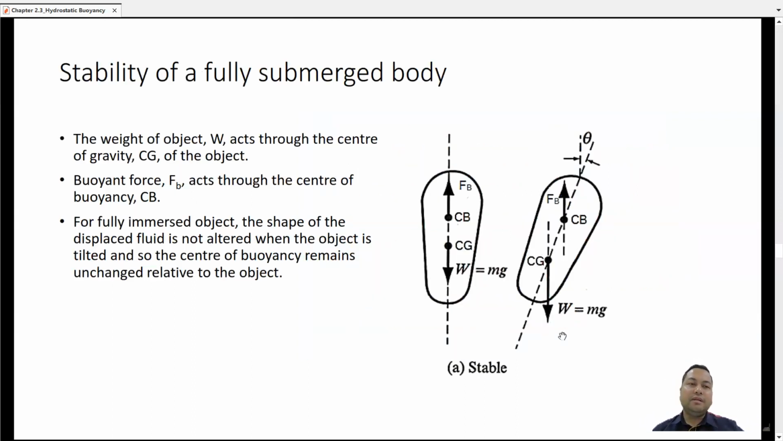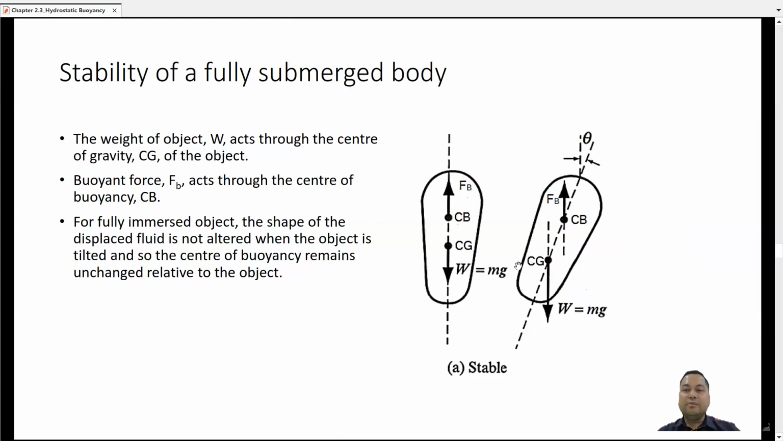Let's look at this figure. The weight of object W will act through the center of gravity of the object, whereas the buoyant force Fb will act through the center of buoyancy Cb. For a fully immersed object, the shape of the displaced fluid is not altered when the object is tilted, and so the center of buoyancy remains unchanged relative to the object.